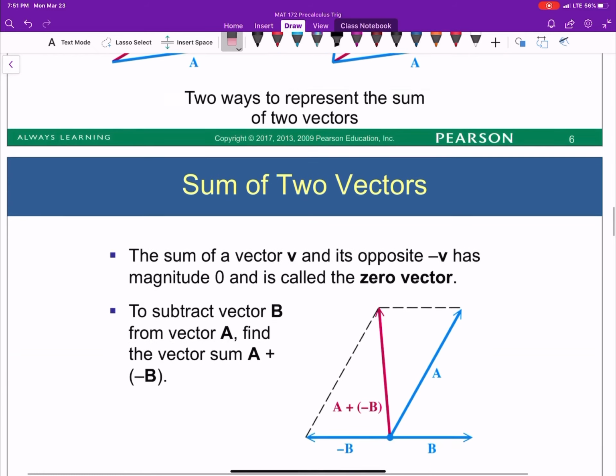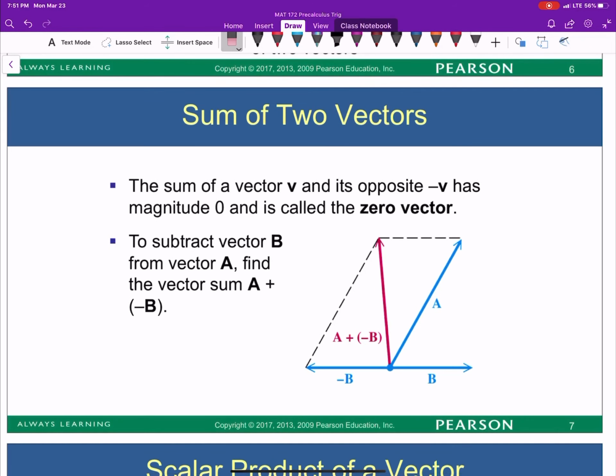Now, let's look at this. The sum of a vector V and its opposite, negative V, has a magnitude of 0 and is called the zero vector. To subtract B from A, you have to find the vector sum of A plus negative B, as you see illustrated right here. So take a minute and write this down.